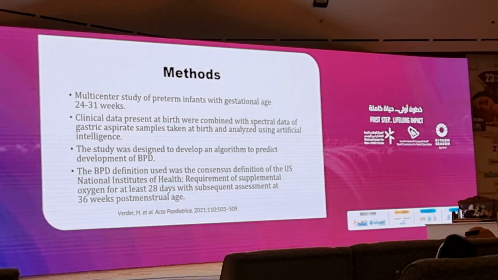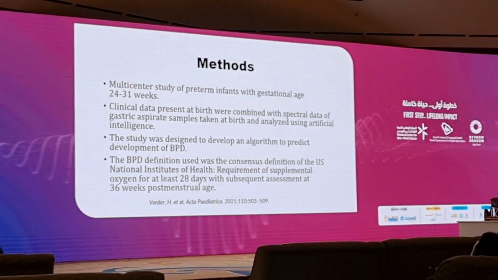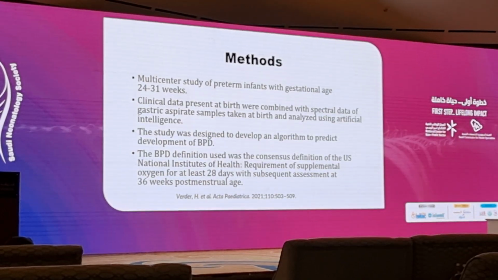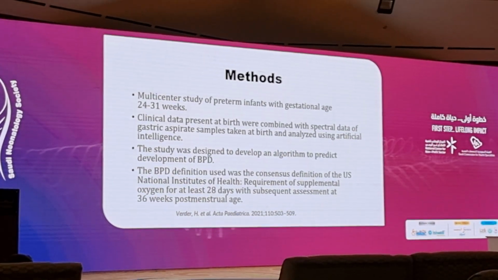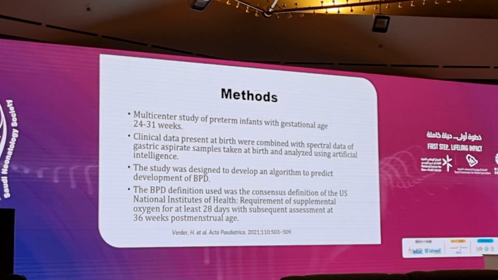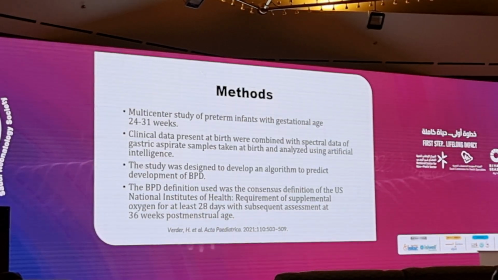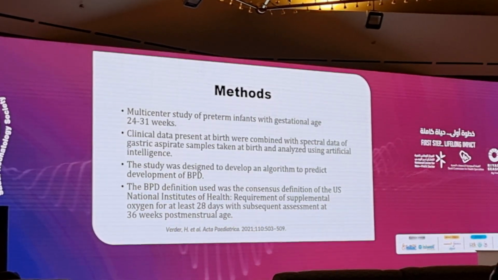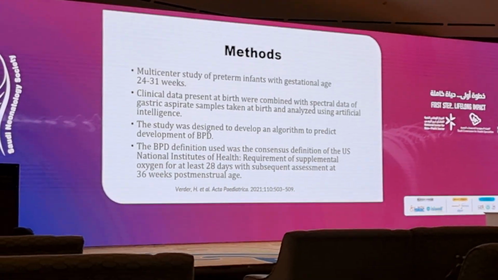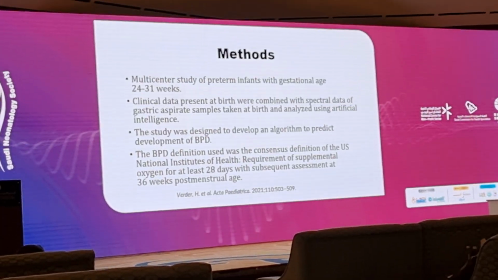So this is a Scandinavian group that did this study, a multi-center study of preterm infants with gestational age of 24 to 31 weeks, and clinical data present at birth were combined with spectral data of gastric aspirate samples taken at birth and analyzed using artificial intelligence. So they took this gastric aspirate sample peak together with the clinical data, and they used this to design an algorithm to predict the development of BPD.